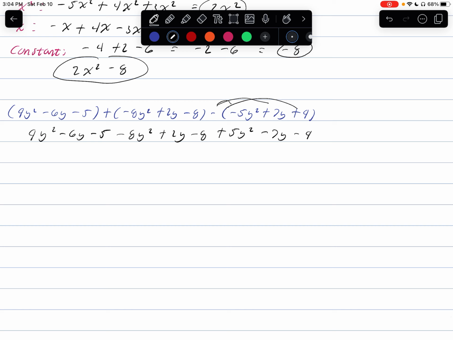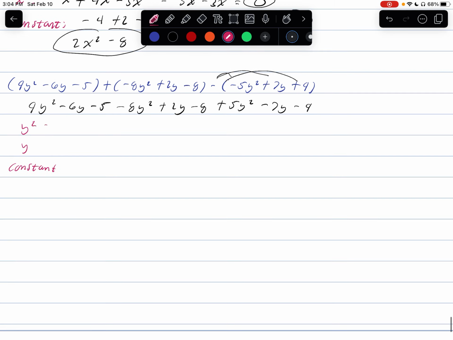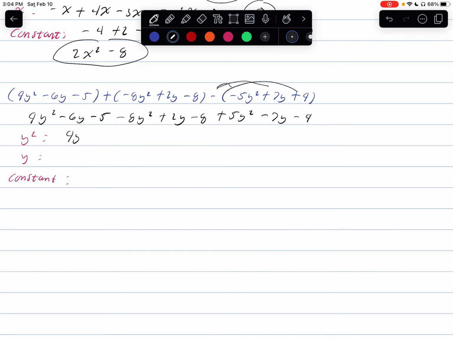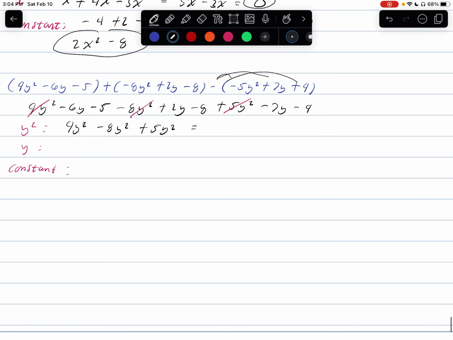Okay, so let's find all of our y squared terms, y terms, and our constant terms. Okay, so we're going to start with 9y squared minus 8y squared, and then we'll have plus 5y squared. So we've taken them from these three, and these three together, if we have 9y squared minus 8y squared, that gives us 1y squared, plus 5y squared gives us 6y squared.